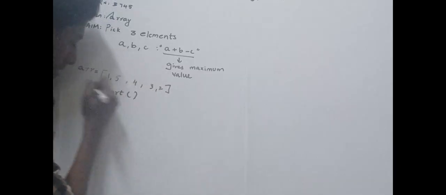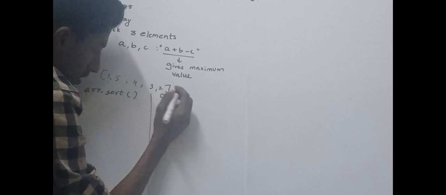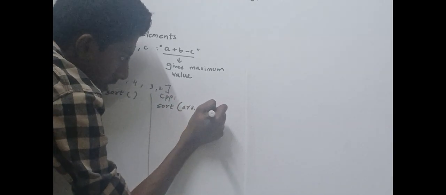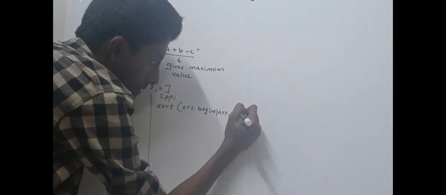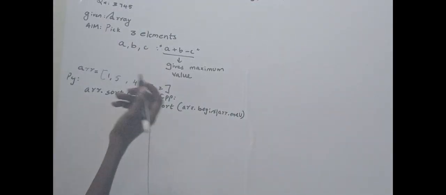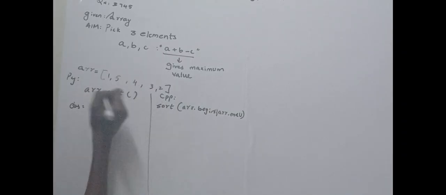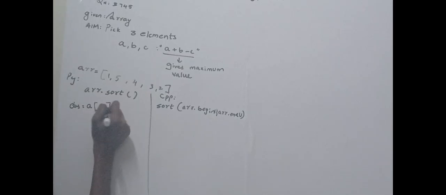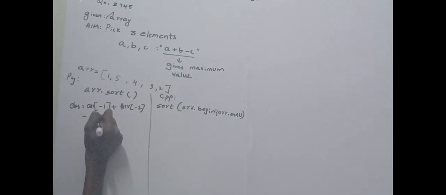Let's say this is Python code and this is C++ code. In C++ you do sort of arr.begin, comma arr.end. And that's pretty much your answer. Obviously, your final answer will be equal to the maximum element. The last element when you sort will be the maximum element, right? So in Python you can do ARR of -1 plus ARR of -2 minus ARR of 0.